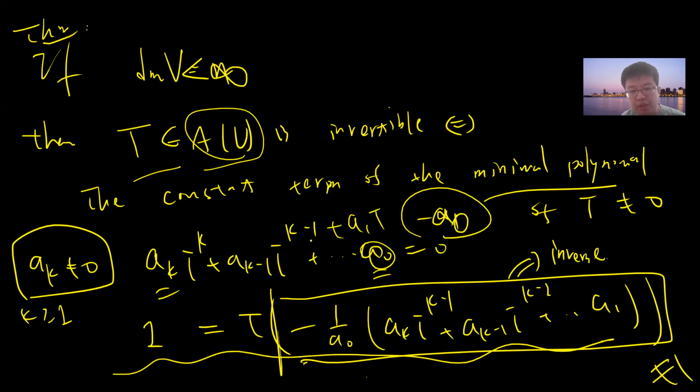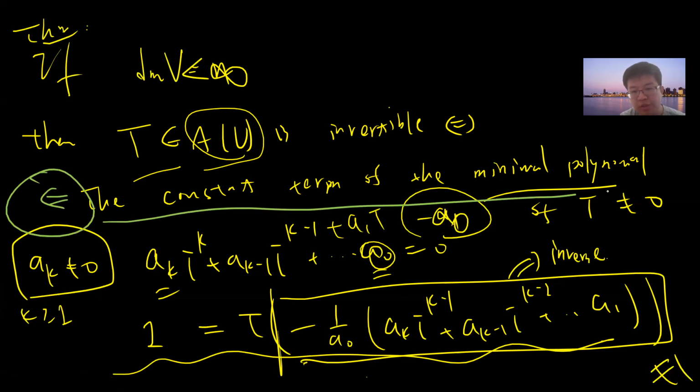If the minimum polynomial exists and a_0 is non-zero, you prove that T is invertible. So what we proved is this direction: if the constant term of the minimum polynomial is non-zero, then you can massage this equation to get the inverse. The rest is to prove the other direction.